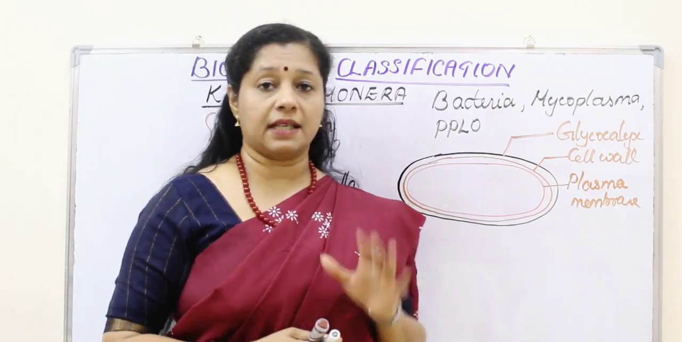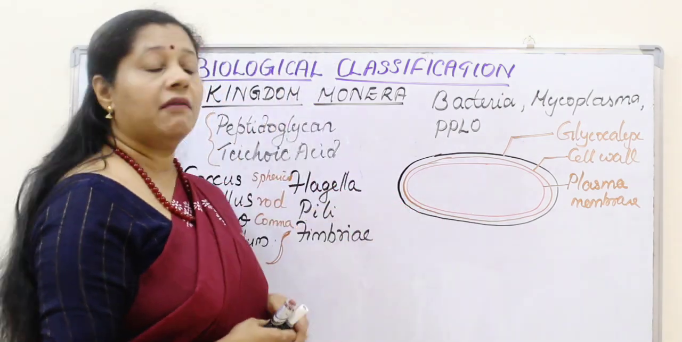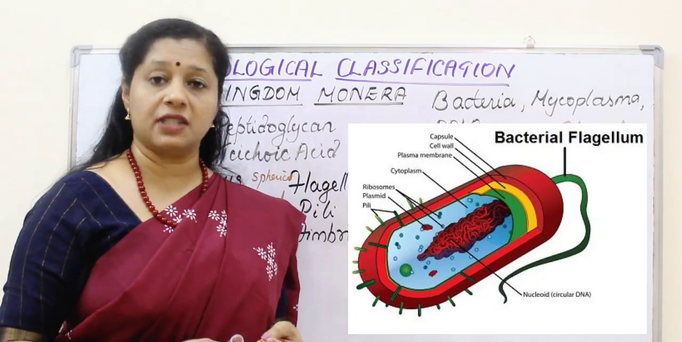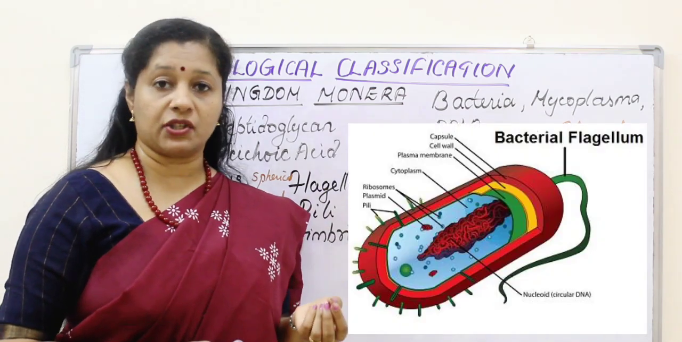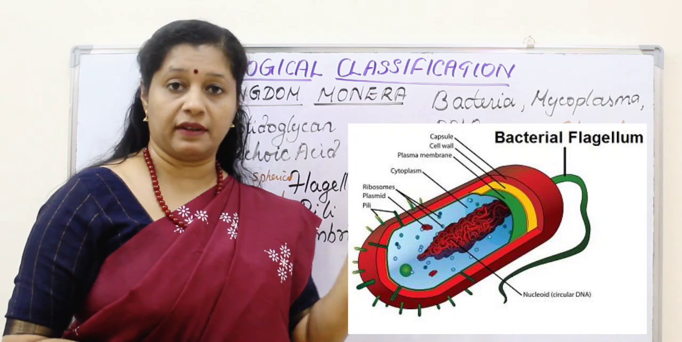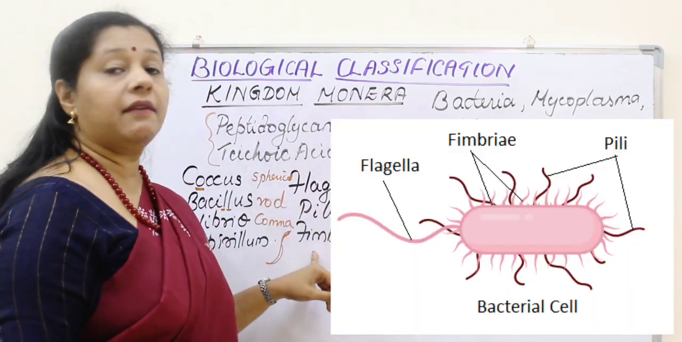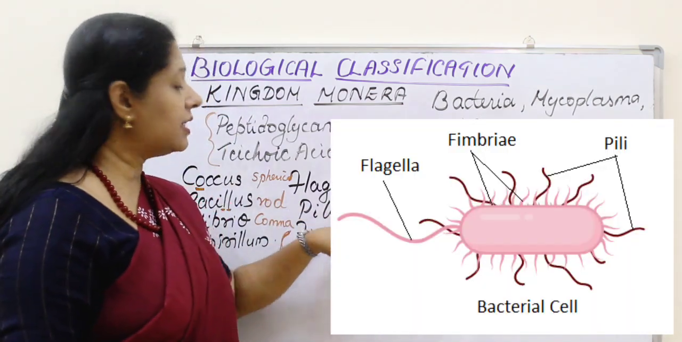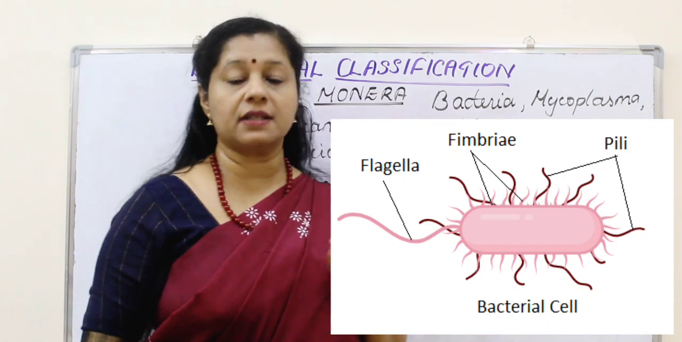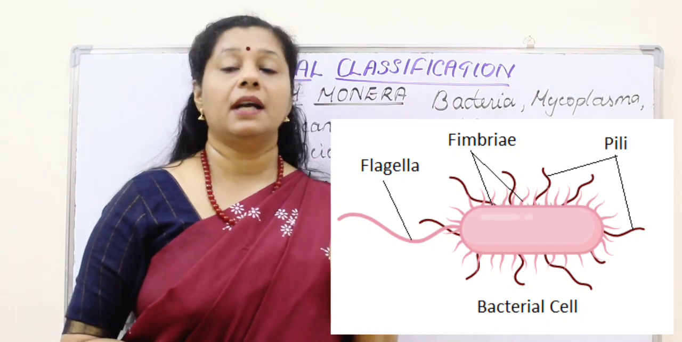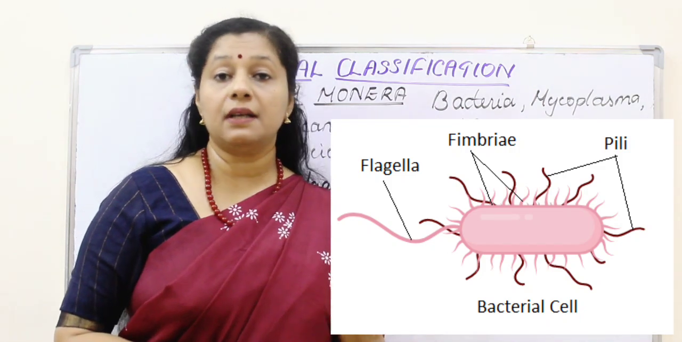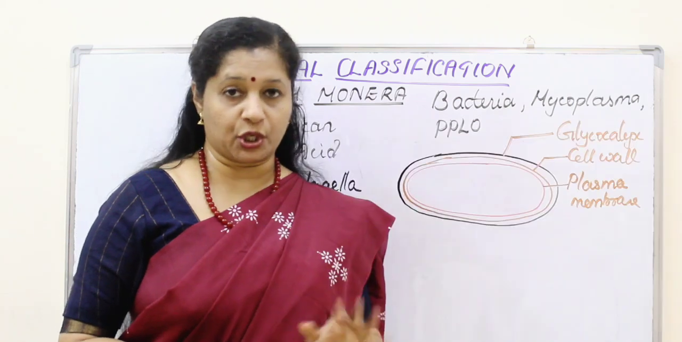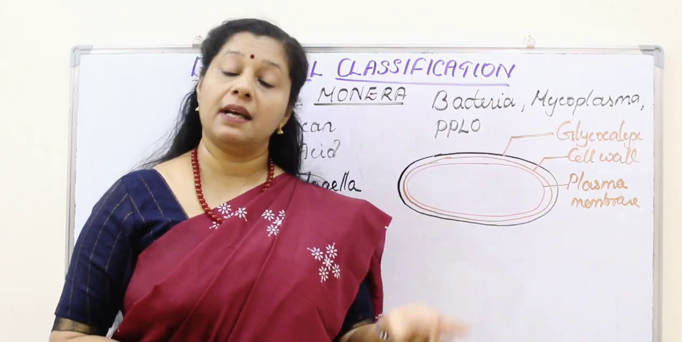Apart from that, on the surface of the bacteria, there can be flagella. Flagella is plural, flagellum singular. These are long lash-like structures which help them to move. Then next, pili and fimbriae may also be there. These 2 are small hair-like structures present on the surface of the body. They don't help in locomotion, but they help in attachment to the substratum.